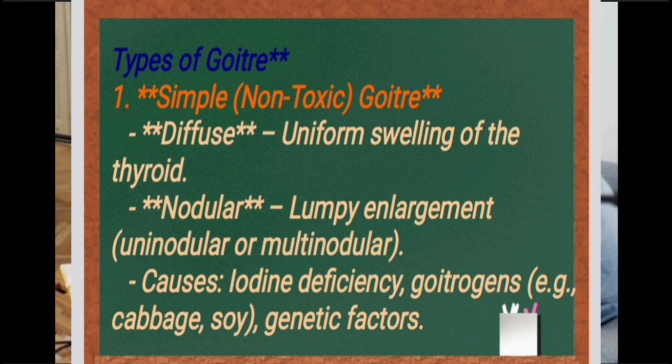The notes mention diffuse and nodular. Good point. Diffuse means the whole gland is swollen, sort of smoothly. Nodular means there are lumps, nodules within the gland. Could be one lump, could be many. And what causes this simple type specifically? The notes link things like iodine deficiency. That's a big one. We'll come back to certain substances called goitrogens, and even genetic factors for this simple, non-toxic kind. Okay, so simple means enlarged, but not overactive.